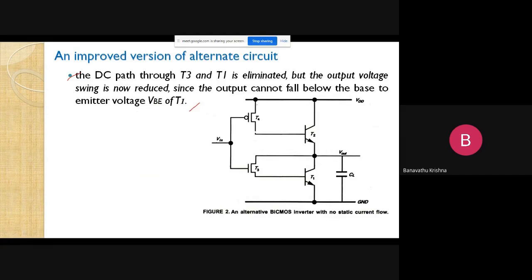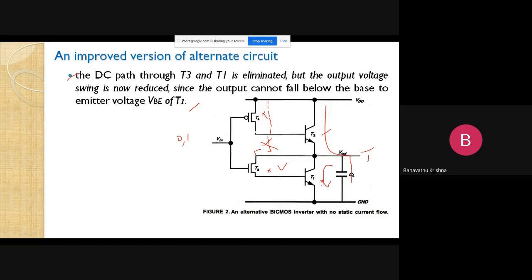Let us see here that the DC path is disconnected. Now you can apply the input 0, then T2 is on. In this case T3 is off and T1 is off, and it is going to charge the capacitor load. For V input 0, we are getting the response 1. Similarly, when V input is 1, there is a path between V out and ground through transistor T1.